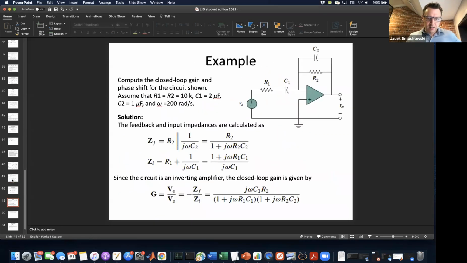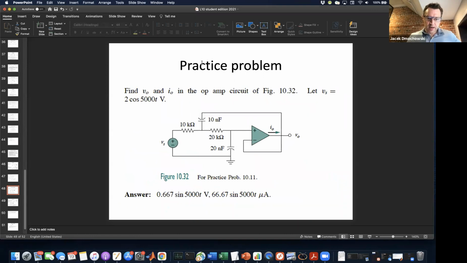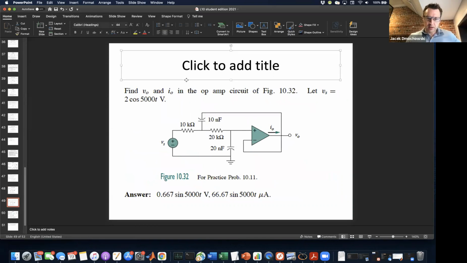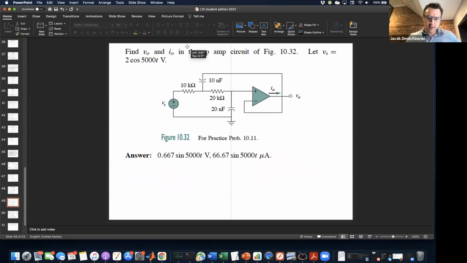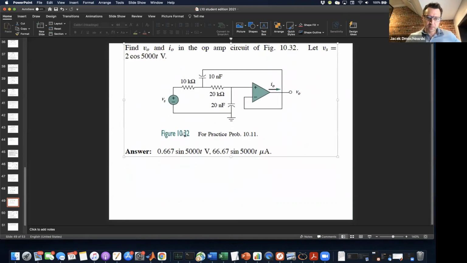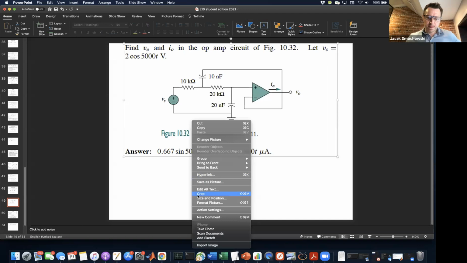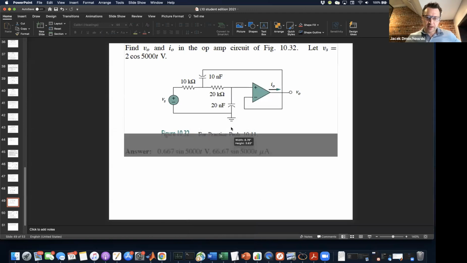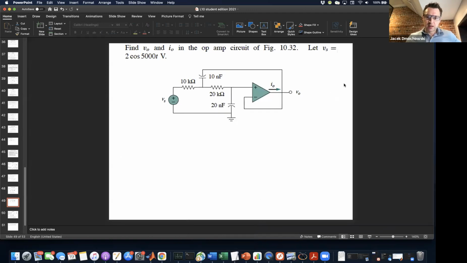Okay. Let's tackle this practice problem here. Let me just duplicate this. Okay, so we are asked here to solve for V naught, which is the output voltage of this op amp, and I naught, which is the output current.